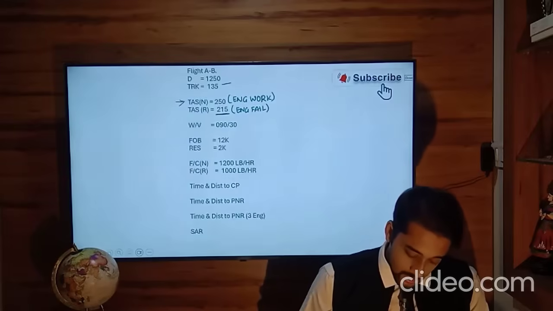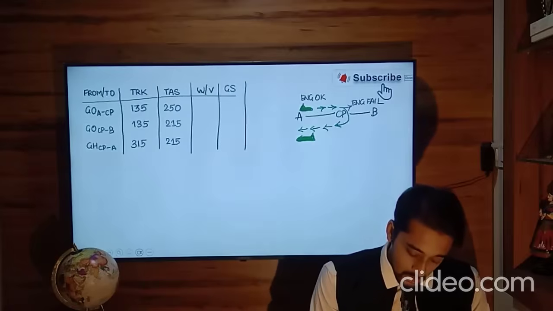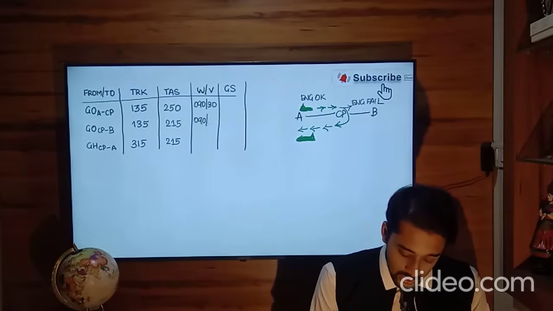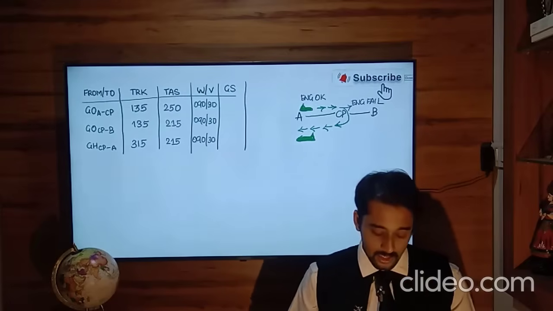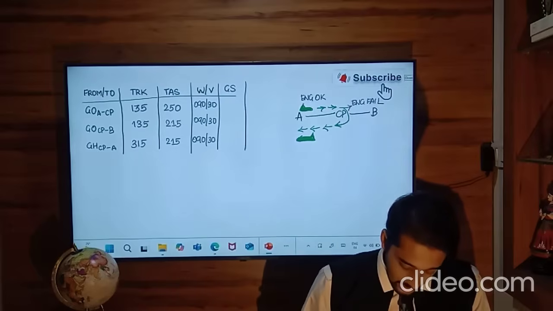Wind velocity is how much? In all cases 090 at 30. Now let's put these values in CX3 and calculate.